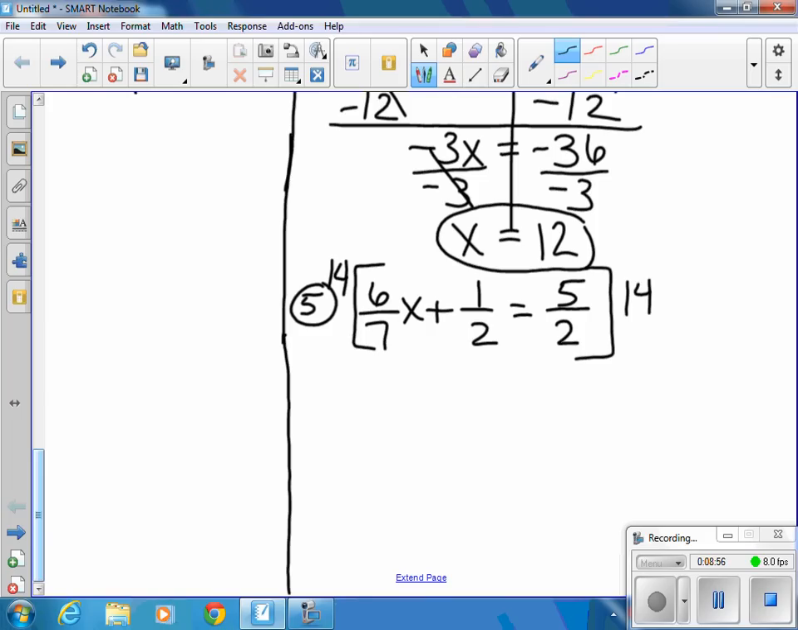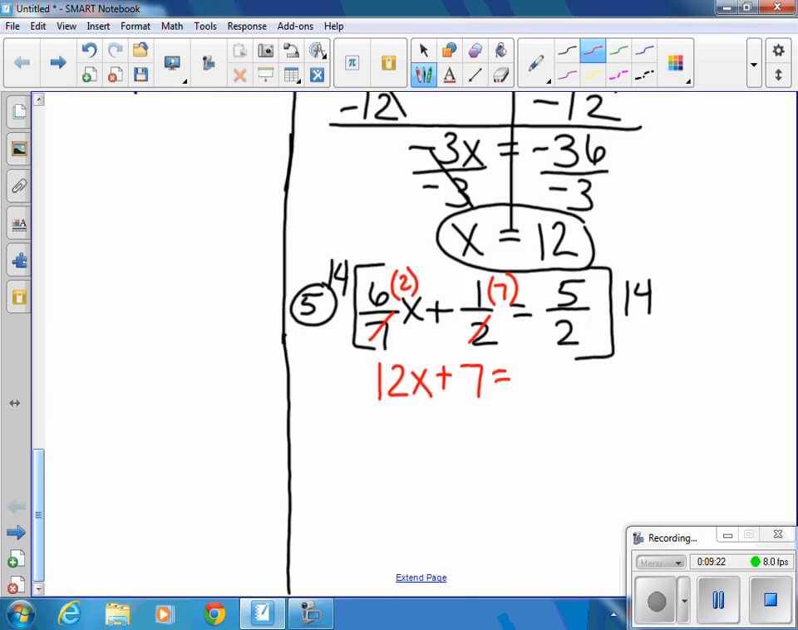So you have to talk to yourself and ask yourself some questions. You need to ask yourself, how many times does 7 go into 14? You cross off the 7, and because it goes in twice, you multiply the top by 2. 6 times 2 now gives you 12x. Right, then you go to 1/2. How many times does 2 go into 14? And that's 7 times. So cross off the 2 and multiply the top by 7. 1 times 7 makes 7. On the other side, do the same thing.